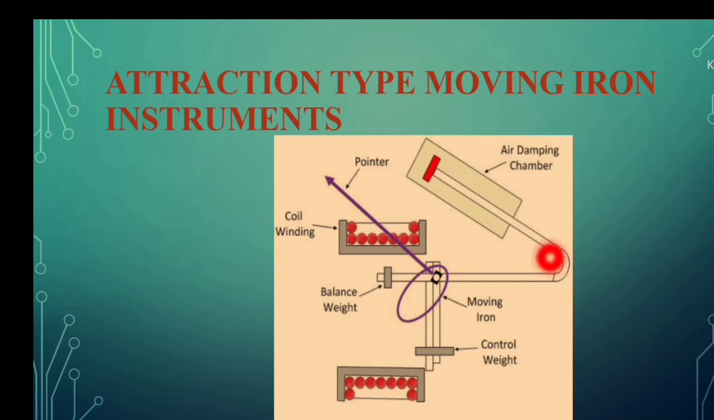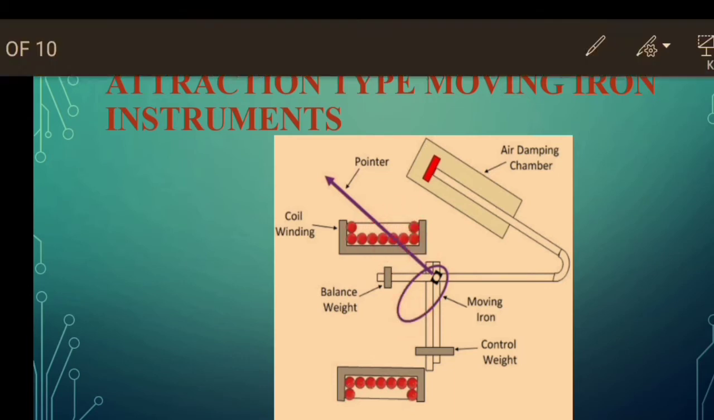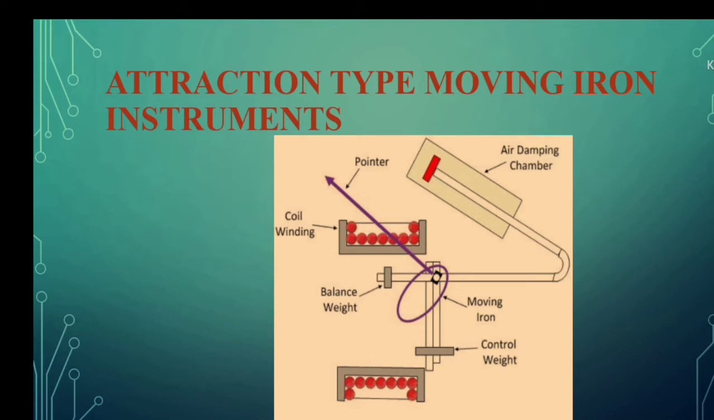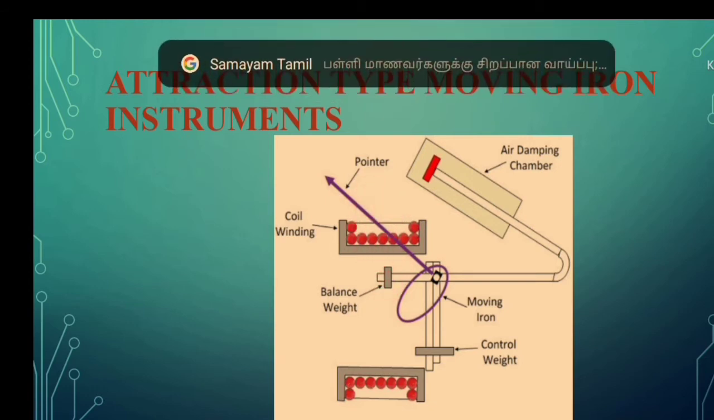So here, what's its operation? In the case of its operation, we make use of current through the coil here. The amount of current or voltage that is to be measured is passed through this coil, and based on that intensity there develops a magnetic field. The magnetic field strength depends upon the amount of current passing through the circuit.